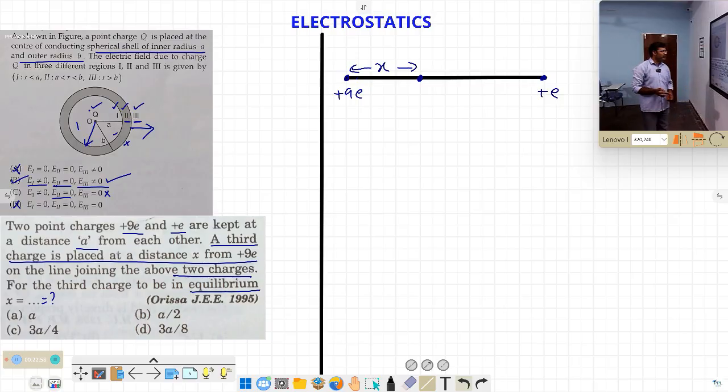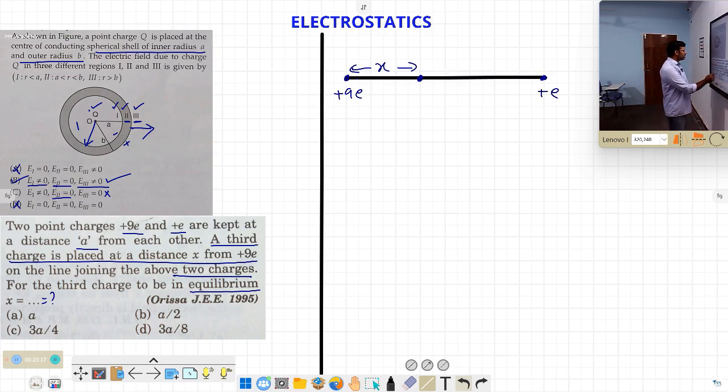Is the third charge value given? You check that. The third charge value is not given, so we take the third charge as q, and based on that we'll try to solve it.